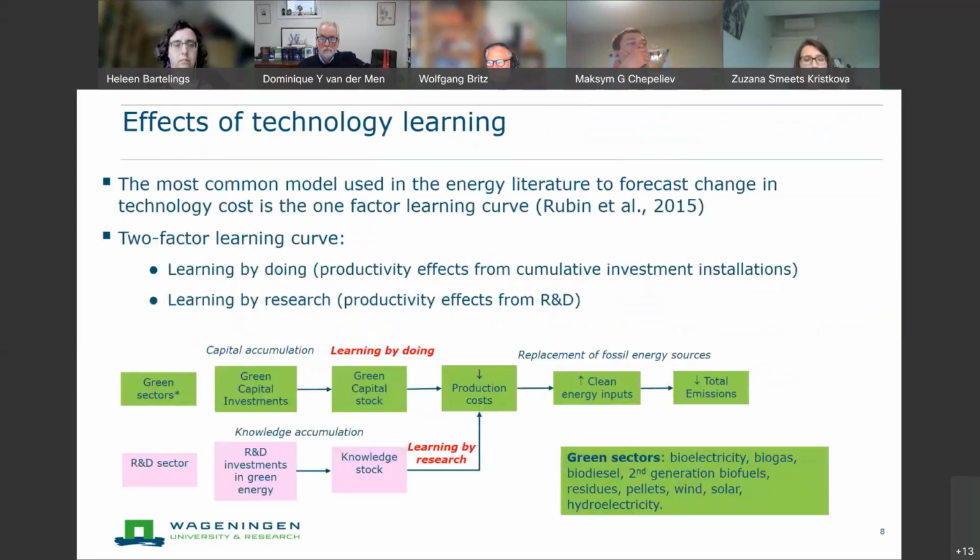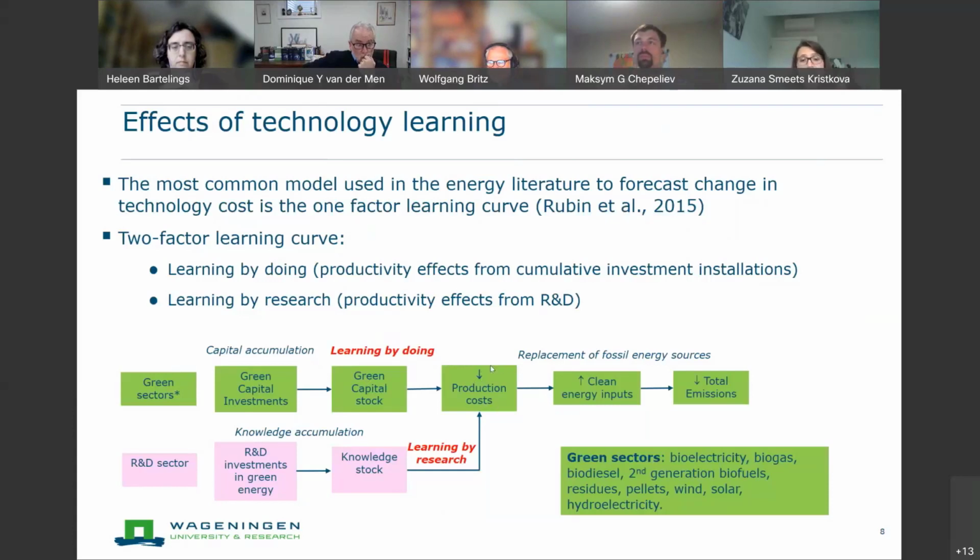The following slide is a little more on the technology learning effects. We distinguish learning by doing and learning by research, which are the common technology learning effects. Learning by doing basically means that with every doubling of installed capacity, the costs decrease. Learning by research is a similar thing, but the productivity improvements come from R&D. The mechanism you see here is that the investment boost in green sectors and R&D sectors creates more capital stock, and both physical capital stock and knowledge stock are translated via the learning rates into higher productivity, so production costs decrease.